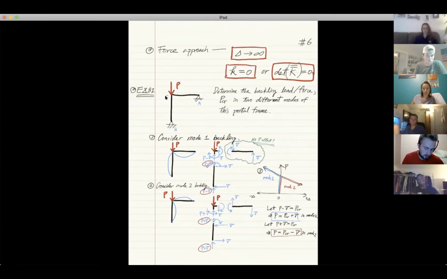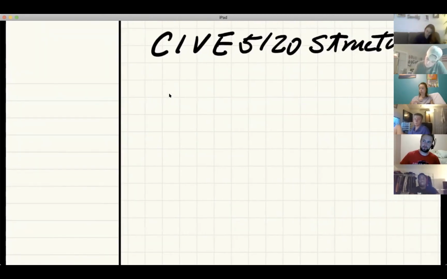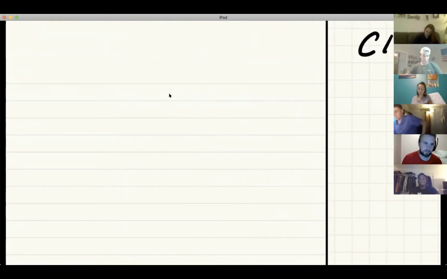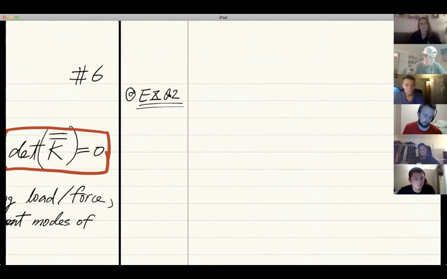And the next example I'd like to show you is this. Look at example 2. This is page 7, right? Page 7. And let's look at example 2. So what's example 2? Example 2 is the Timoshenko beam column with a concentrated lateral force.